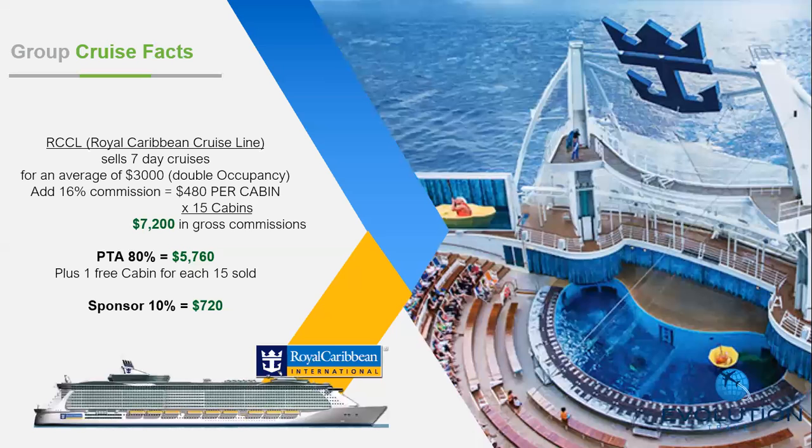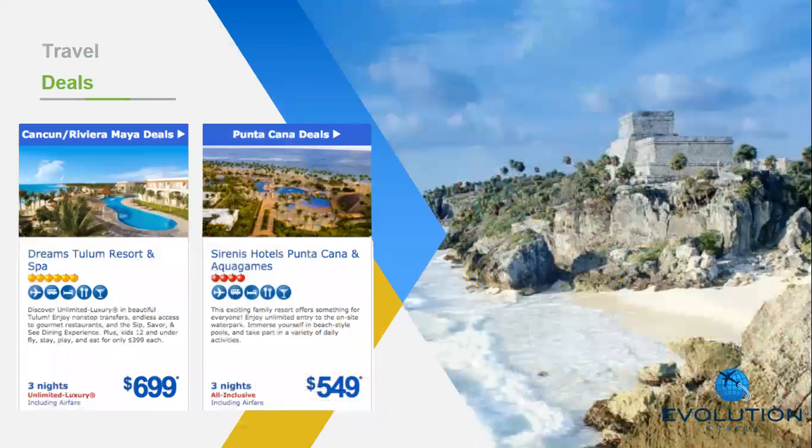Okay. Now, the next part that's really, really exciting about all of this is the travel deals. You can find a lot of these travel deals inside of your back office under the Evo Advantage program. What this slide emphasizes is deals to Cancun, Mexico, and Punta Cana. The examples used in this slide consist of the Dreams Tulum Resort and Spa and the Serenas Hotels Punta Cana and Aquaria Games.